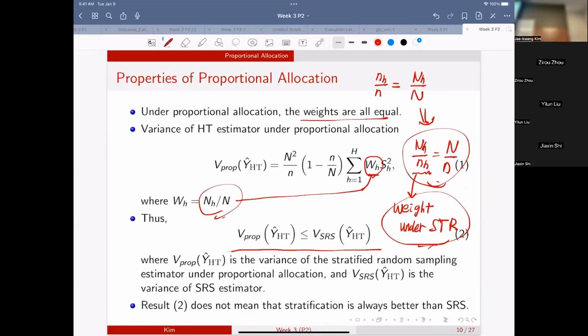The caveat is that this result does not mean that stratification is always better than simple sampling, because if you use a very poor sample size allocation, actually you can make it worse. So this is one thing.